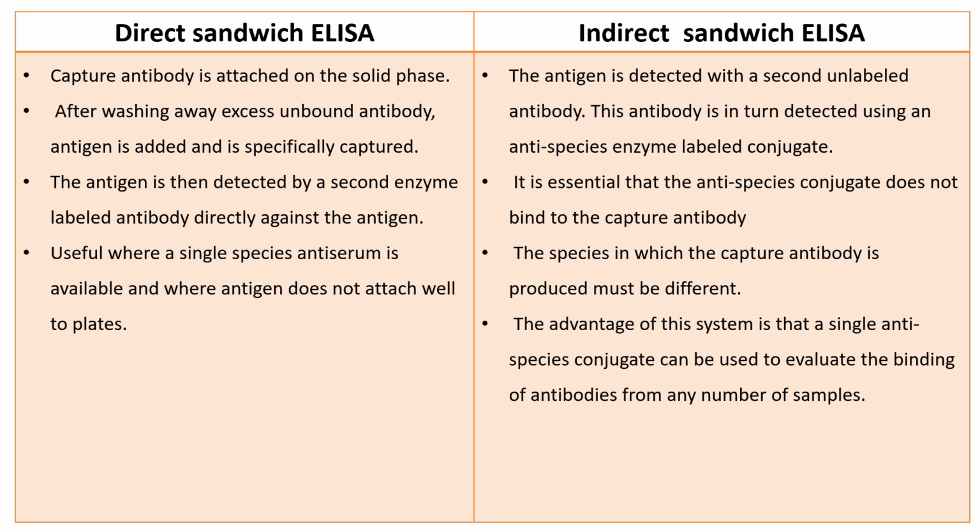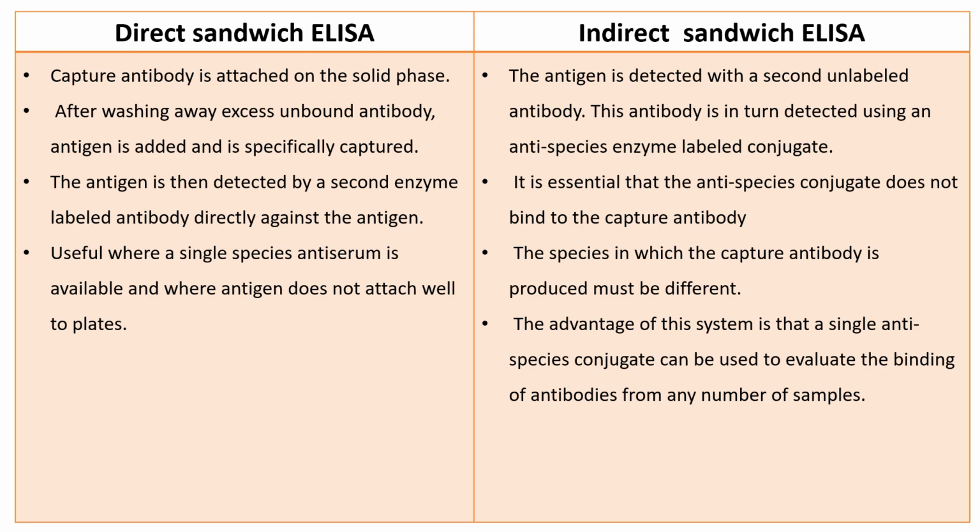In the indirect sandwich ELISA, it is essential that the anti-species conjugate does not bind to the capture antibody. The species in which the capture antibody is produced must be different. So the advantage of indirect sandwich ELISA is that a single anti-species conjugate can be used to evaluate the binding of antibody from any number of samples.